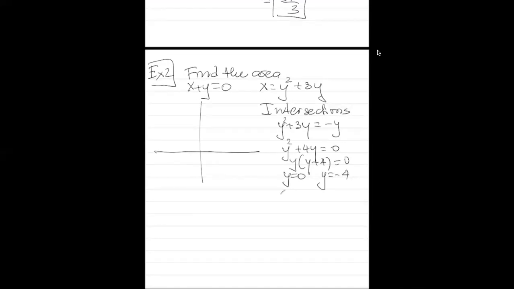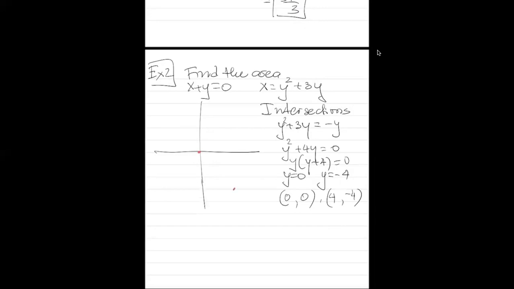Of course, you have to write them as pairs. So if y is 0, plug in either equation, you're going to get 0. And if y is negative 4, plug it in, you get x equals 4. So these are the 2 points of intersection: (0, 0), the origin, and (4, -4). So let's say it's somewhere here.